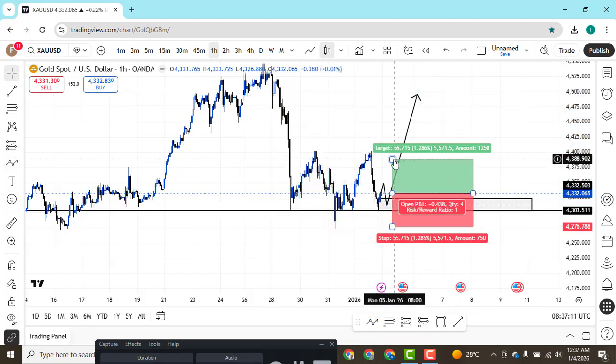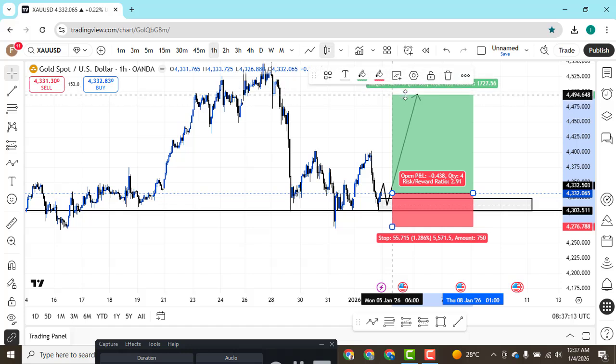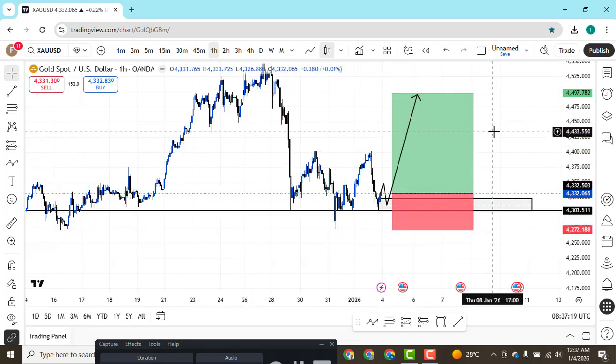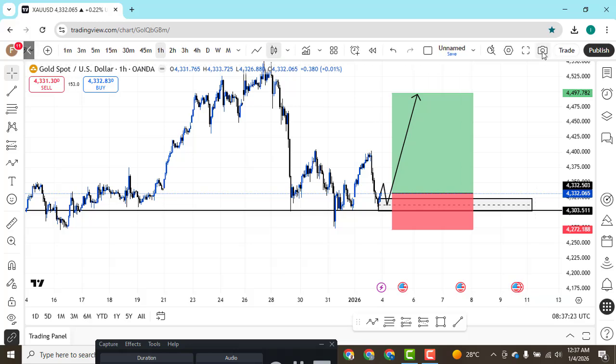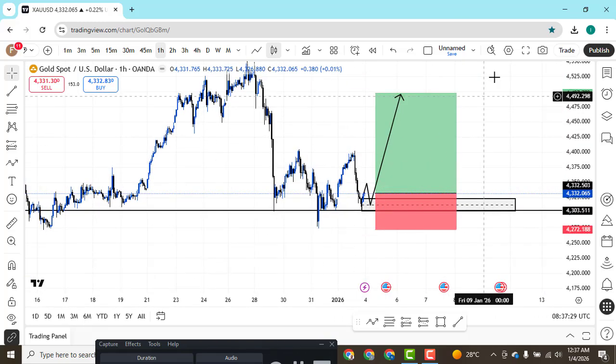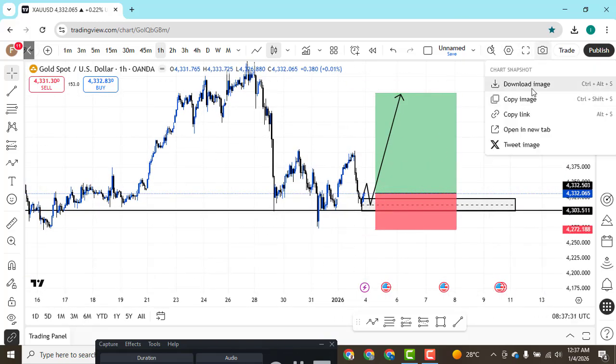So this is my bias on gold for this week. So that is for gold. I will not take much of your time. It's already on a support level. That's why I consider this is where we have to take gold. So that is for gold.